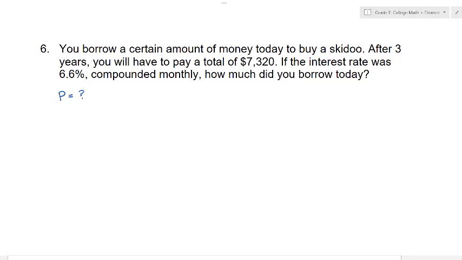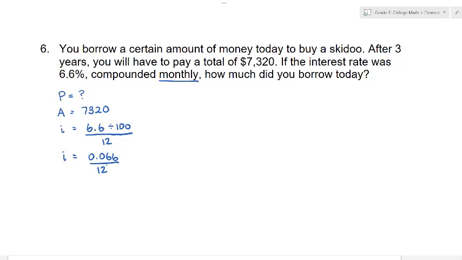So in 3 years, you'll have to pay a total of $7,320. So that's the future amount that you have to pay. So that's your A. A is your future amount, $7,320. The interest rate is 6.6%. So my i is 6.6. I have to divide it by 100 to turn it into a decimal. And then it's compounded monthly. So I need to divide all of this by however many months there are in a year, which is 12. So I have i is equal to 6.6 divided by 100, which is 0.066, divided by 12. And I could type that on my calculator if I wanted to.